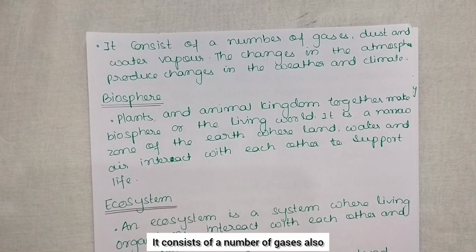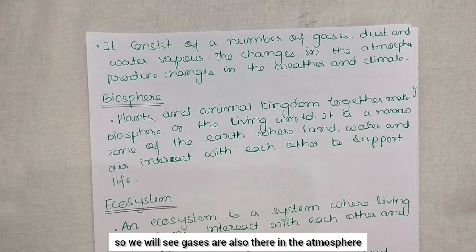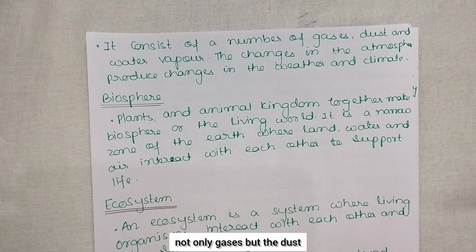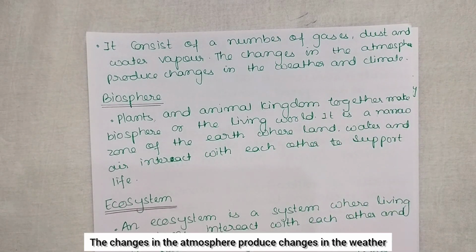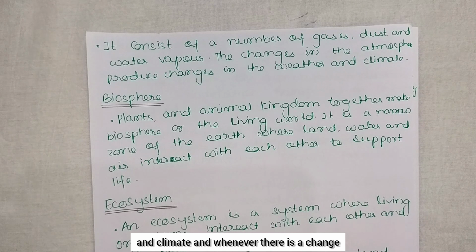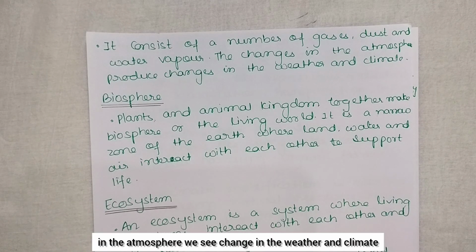It consists of a number of gases also. So we will see gases are also there in the atmosphere. Not only gases, but dust and water vapor are also there. The changes in the atmosphere produce changes in the weather and climate, and whenever there is a change in the atmosphere, we see change in the weather and climate.